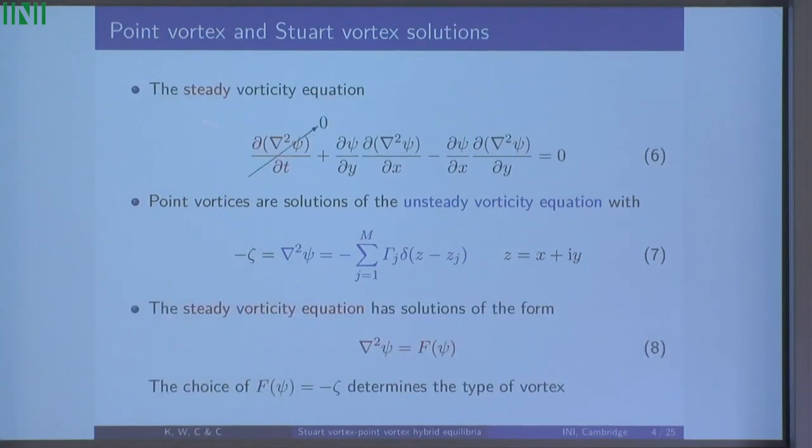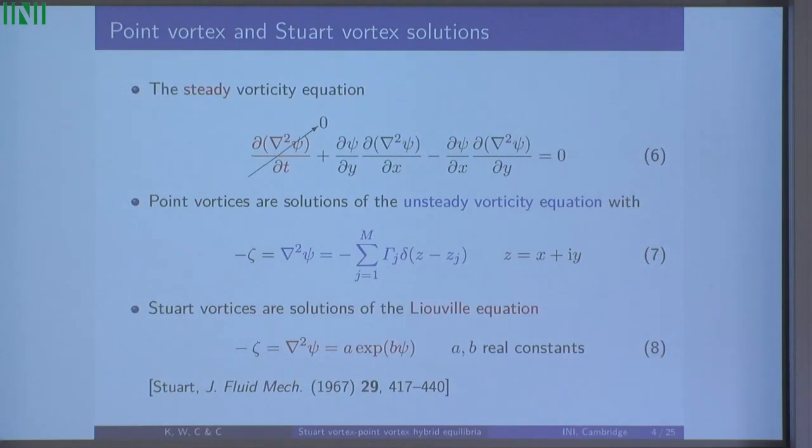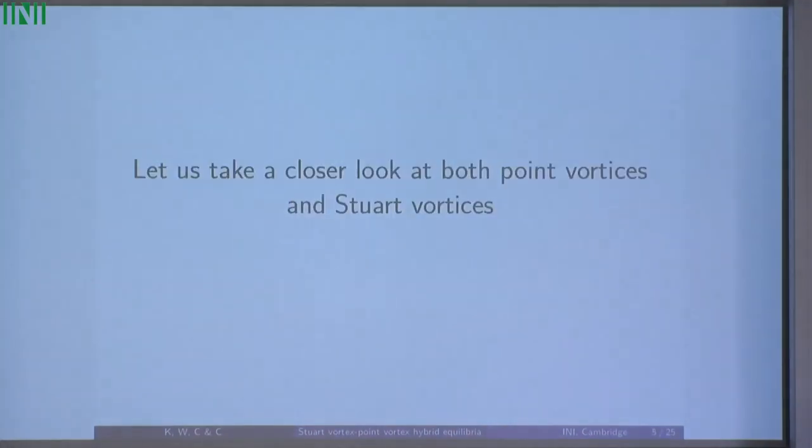And if the vorticity equation is steady, then you can write the solutions in this form. Basically the Laplacian is some function of the stream function. Clearly 8 satisfies 6, and the choice of f determines the type of vortex. If you choose f to be the exponential function, then you end up with the Liouville equation, and the solutions of this are called Stuart vortices. They were found by Stuart in the fluid dynamics literature. So those are Stuart vortices, and that's point vortices. So let's take a closer look at each in turn now.